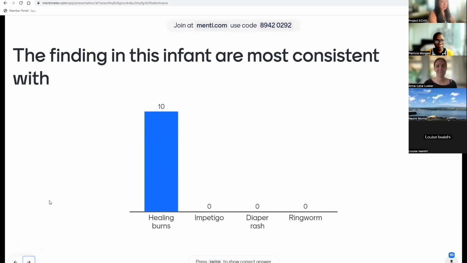Five more seconds. Oh, that's all 10. Okay. I'm not jinxing it this time. But it's all 10.